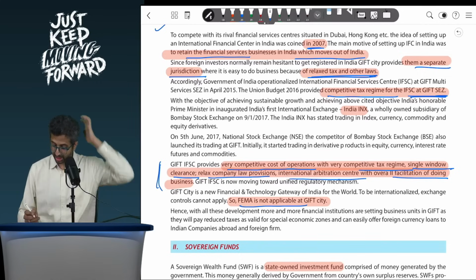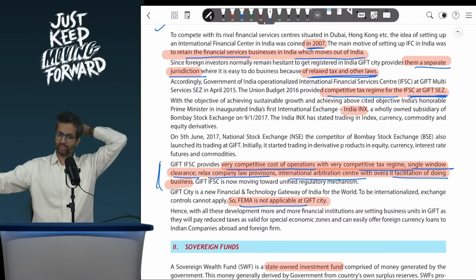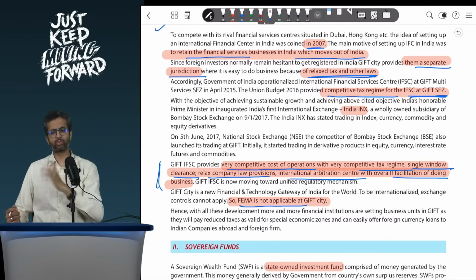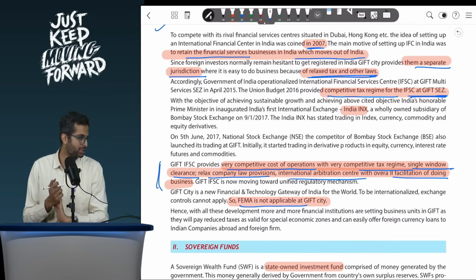FEMA is also not applicable. So these are a few things. Exchanges of the BSE, NSE have been kind of put over there. So these are a few things that you can compile to write a 3 or a 4 mark question.